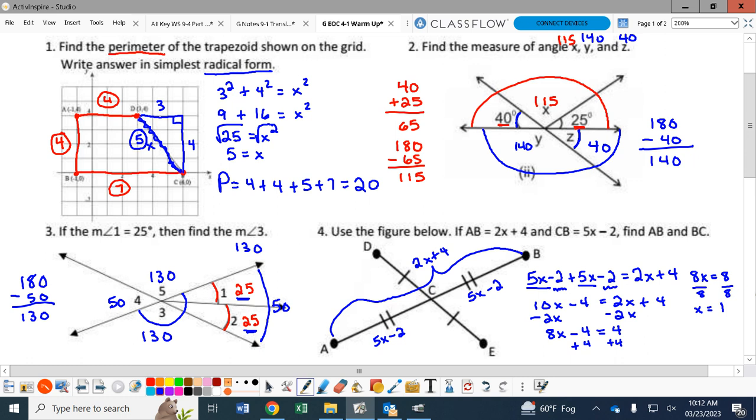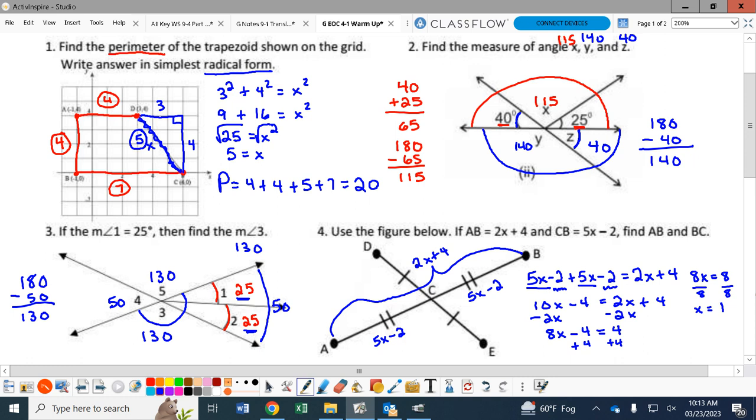However, listen to me. Someone is going to put 1 on the answer blank, and it's going to be wrong because that's not what it asked you for. What is it asking you to do? Gotta plug it back in. If you do not plug it back in, you're not going to get the right answer.